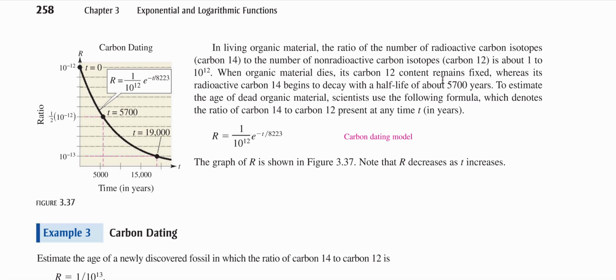Now, R is considered to be the ratio. Time is considered to be in years. And so the model that scientists use, the carbon dating model, is R equals 1 over 10 to the 12th, times e to the negative t divided by 8223.